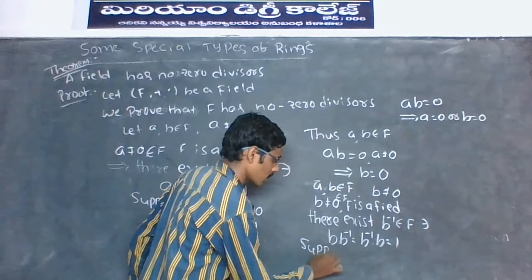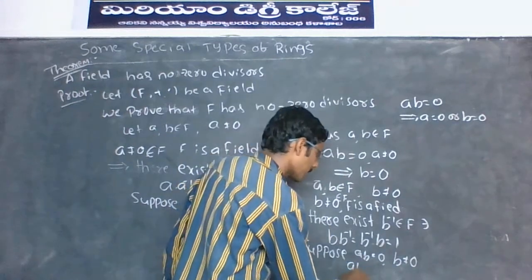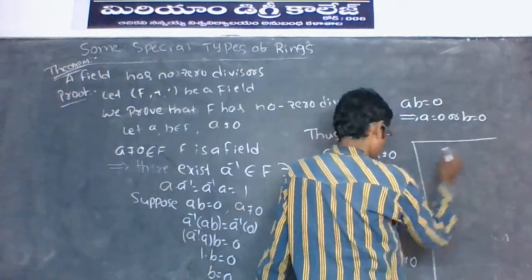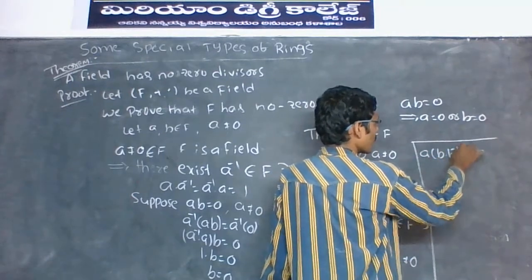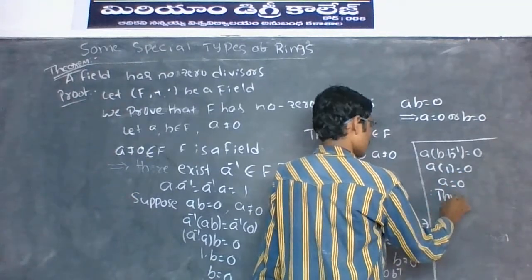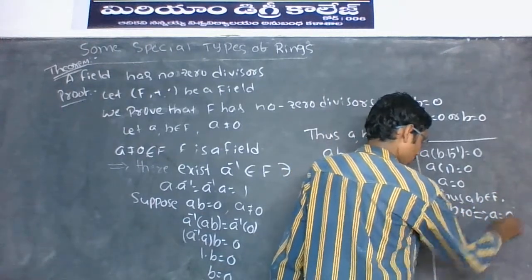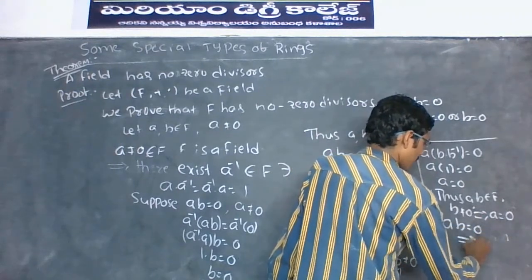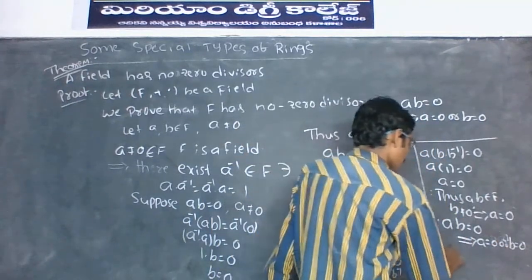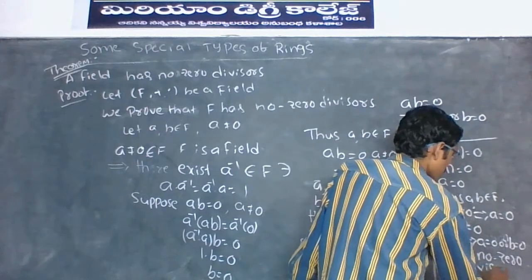Suppose AB is equal to 0, B not equal to 0. Multiply B inverse on the right side: 0 into B inverse. That implies by associative law A into B B inverse is equal to 0. A into 1 is equal to 0, so A is equal to 0. Thus, A, B belongs to A, B not equal to 0 implies A is equal to 0. Therefore, AB is equal to 0 implies A is equal to 0 or B is equal to 0. Therefore, F has no zero divisors.